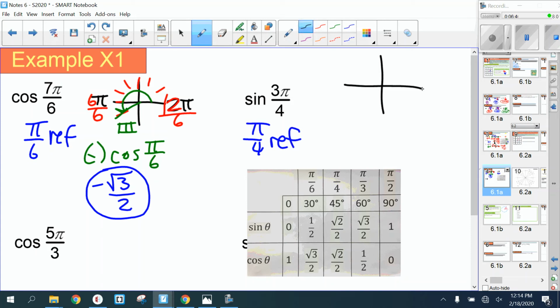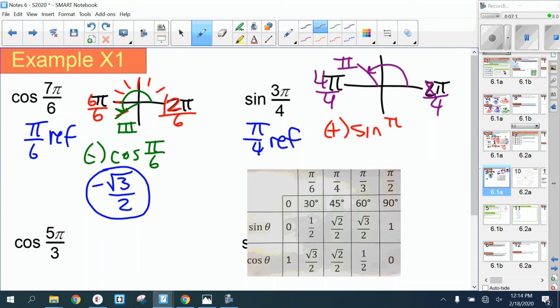So if I consider where that is, this is pi, this is 2 pi. Give it a common denominator, 4 pi over 4 and 8 pi over 4. 3 pi over 4 is going to be right before I get to 4 pi over 4. I'm in the second quadrant. And what do I know about sine in the second quadrant? It's positive. So we're going to have positive whatever sine pi over 4 is. Sine pi over 4 is this. It's going to be positive square root of 2 over 2.